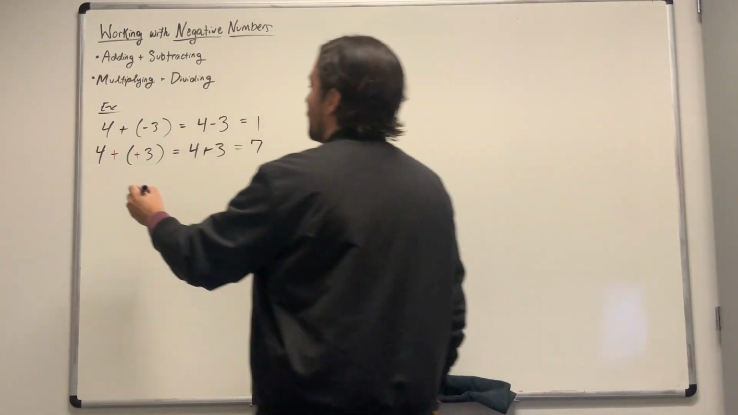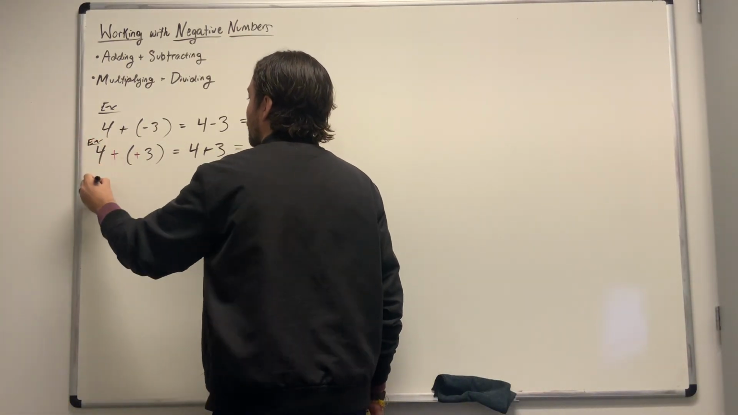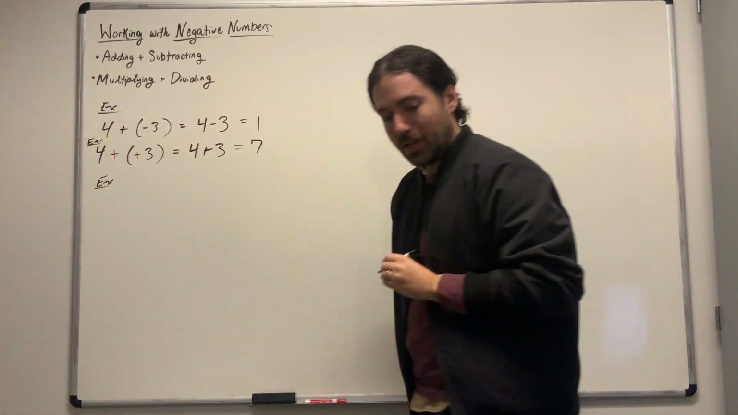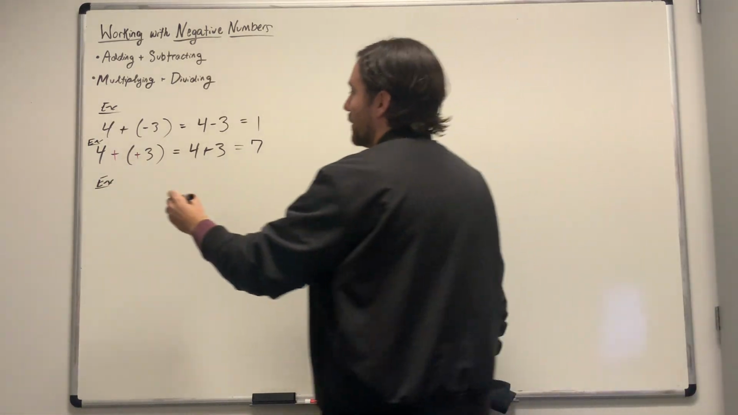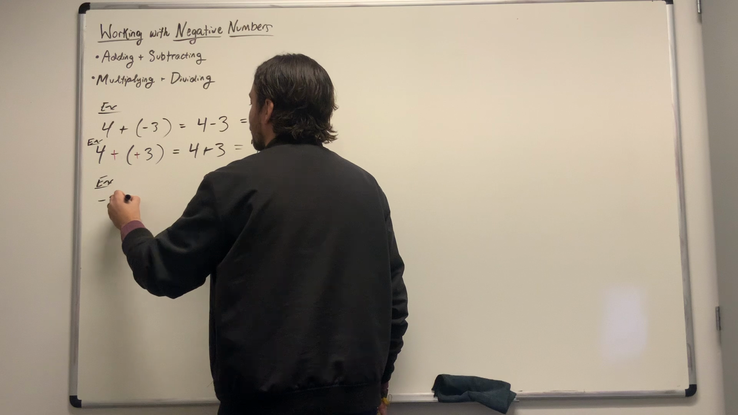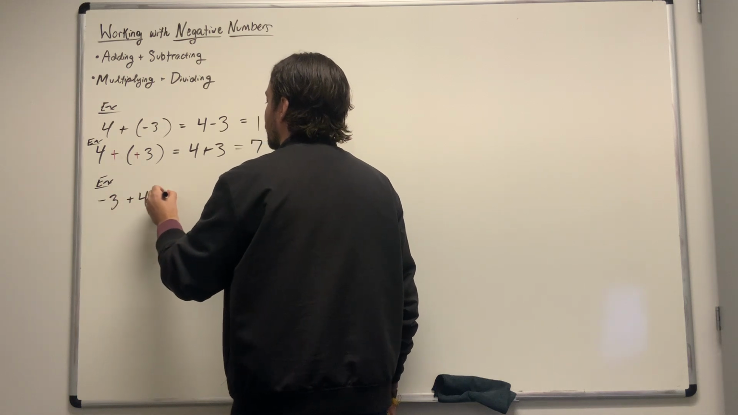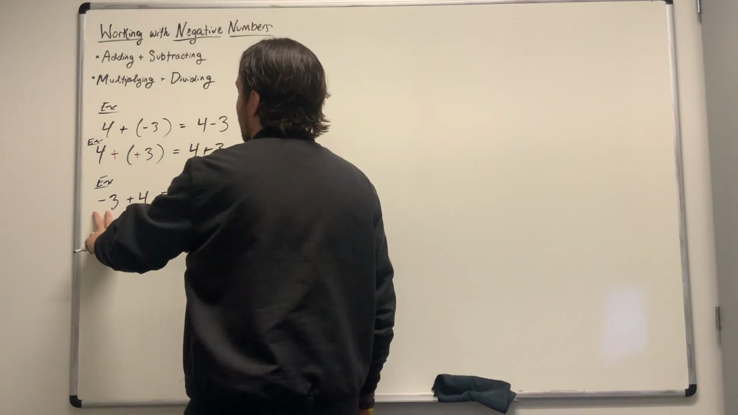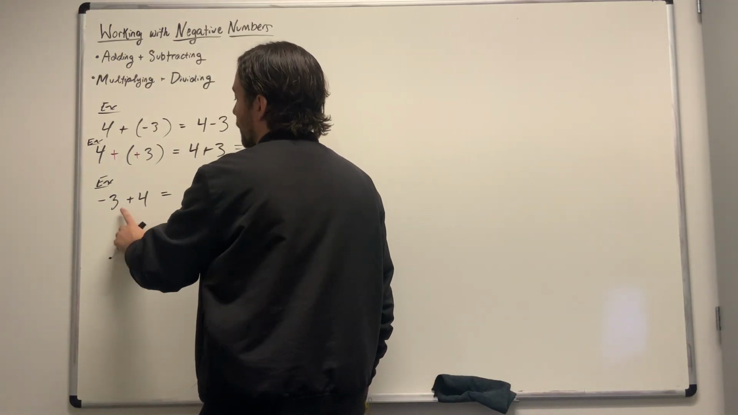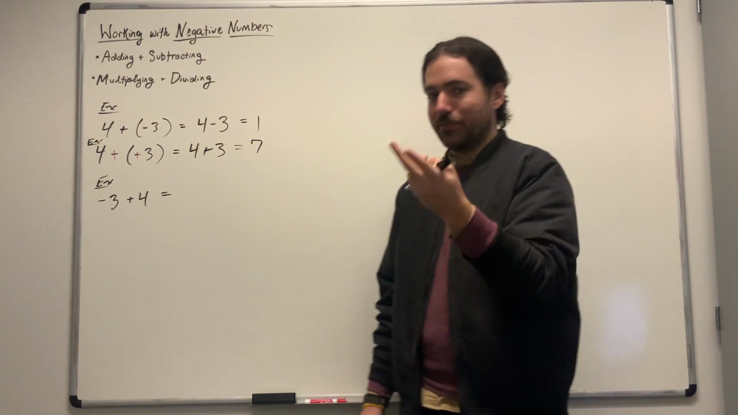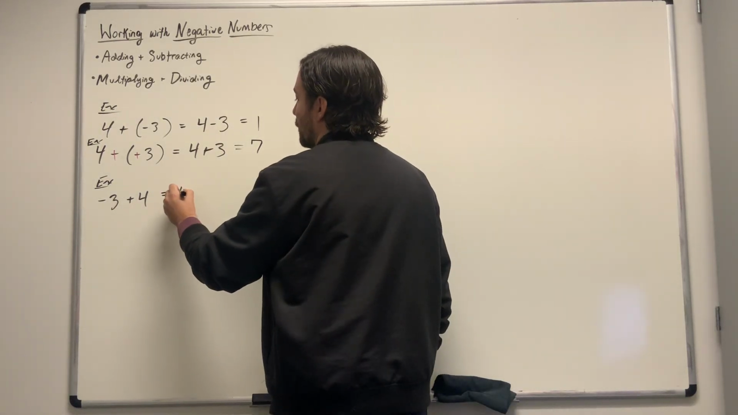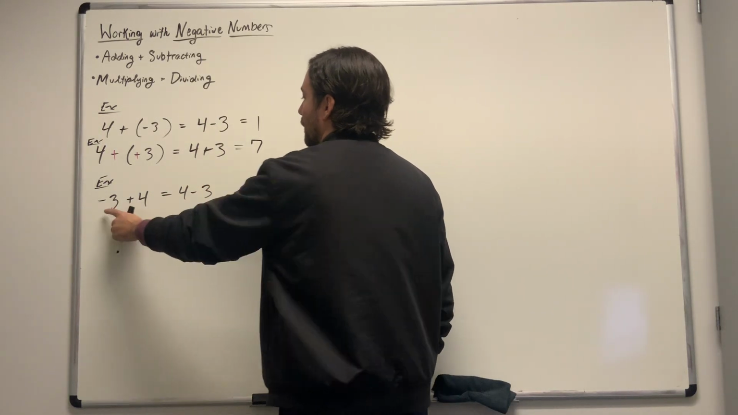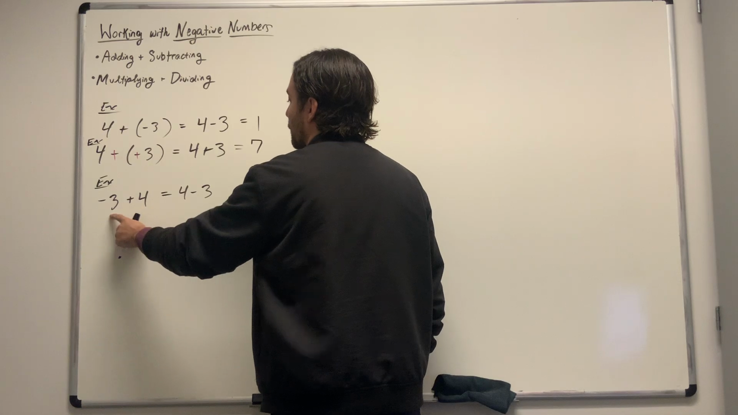So let's flip things around a little bit. So that's another example. Let's say we had something like negative 3 plus 4. So we have a negative number plus a positive number. With addition, we can actually flip the order of this and just see this as 4 minus 3. Negative 3 plus 4, we can treat it as 4 minus 3.